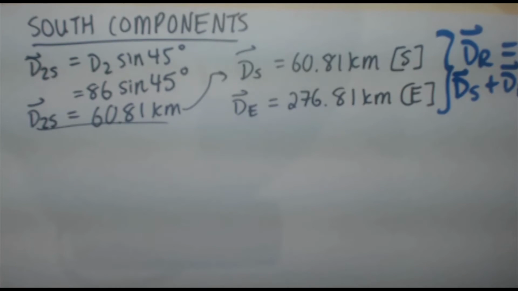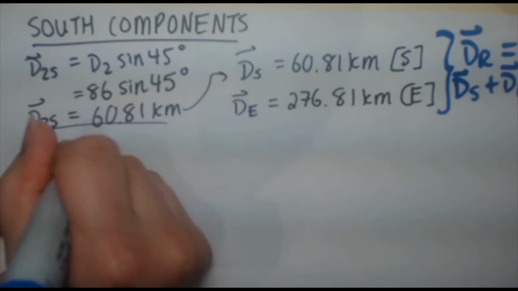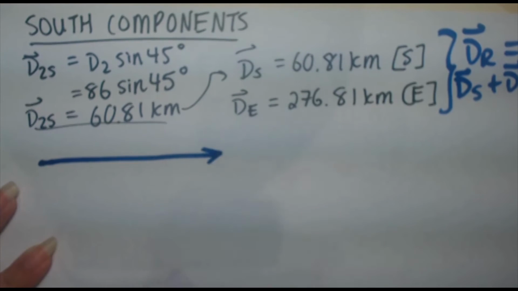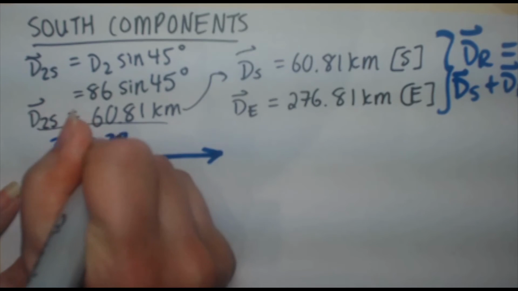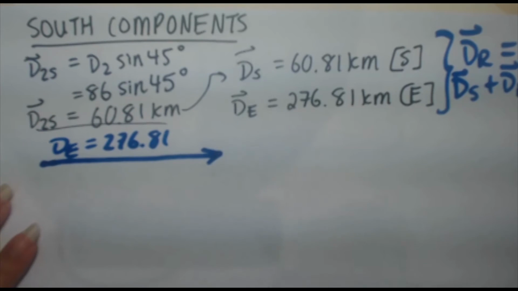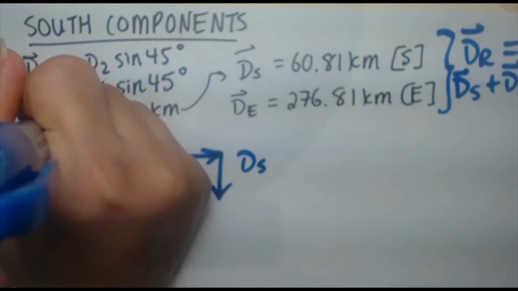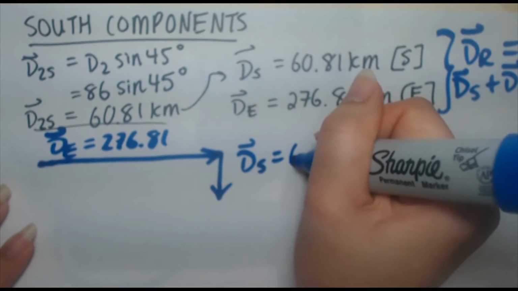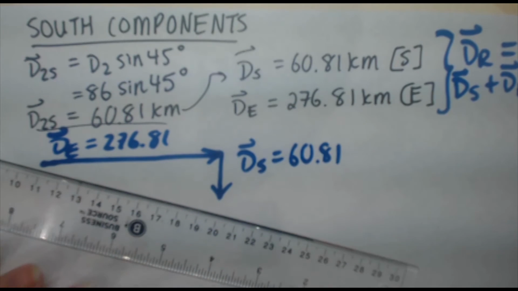This will actually be really convenient. Okay, so in order to add vectors together like this, we have to add them as they are. So we have one really long vector going in the east direction. That's our de, which is 276.81. And then we've got a 60.81 going south. Okay, that's ds, 60.81.